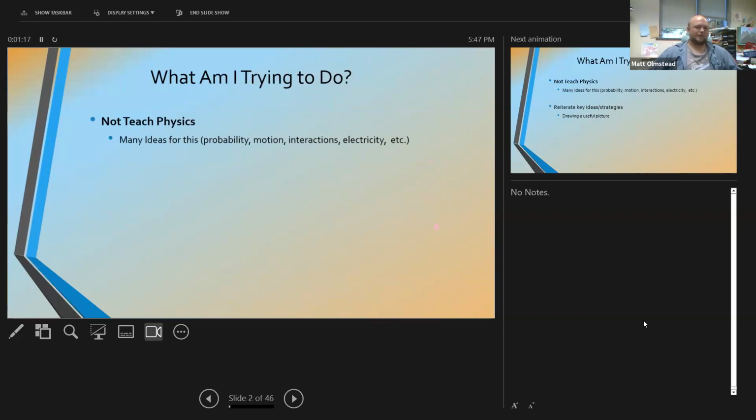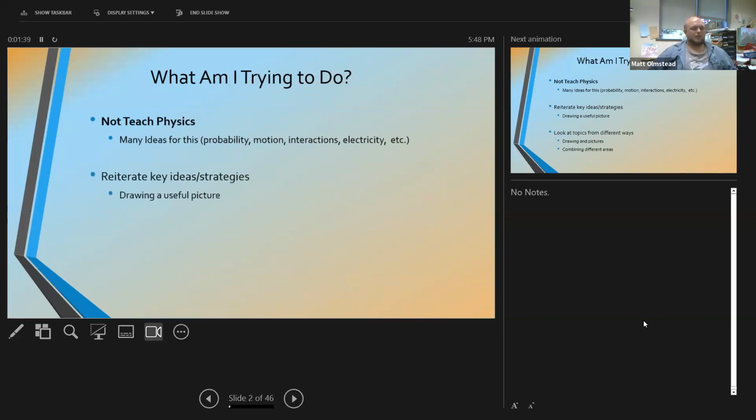Some of the things that I've thought about are things like probability. You could do this using magic. There are lots of ways to do that. Motion interactions. There's a new board game that came out that uses electricity. There's lots of different things there. That's not what I'm doing. So I'm hoping that these ideas I'm going to talk about, these games, are going to overlap, and there are some ideas you can use here.